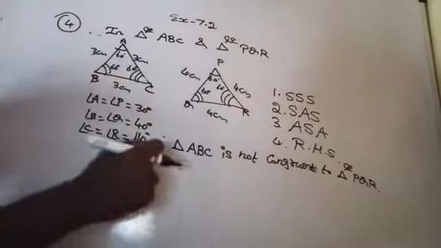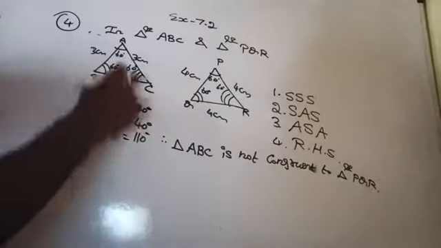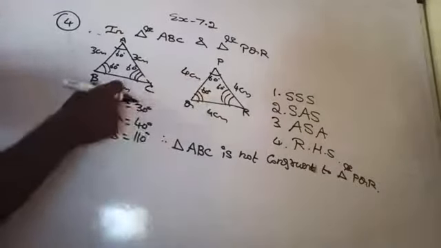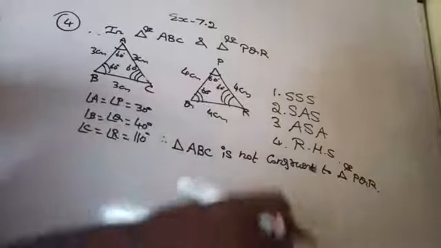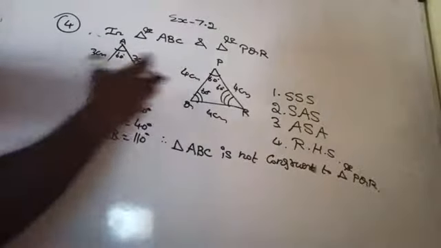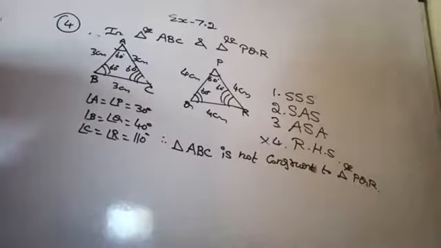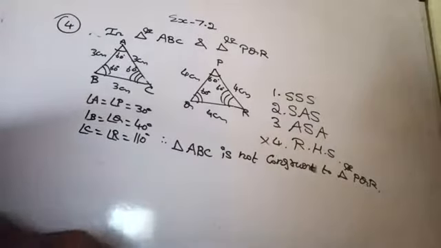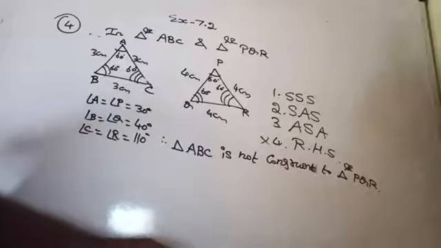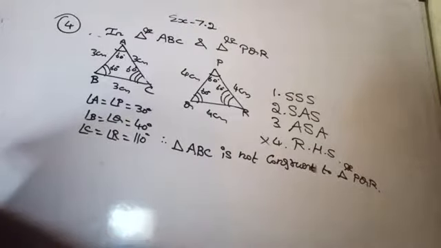SAS also not. ASA, that is one side included between the 2 angles. Here 3, here 4, here also 3, here also 4. So it is not coming. Or RHS, here nowhere is there a right angle, so it will not come. RHS also not. Are you clear, dear? Yes. So we don't have any such AAA congruence criteria. Okay. Now, come to the next question.